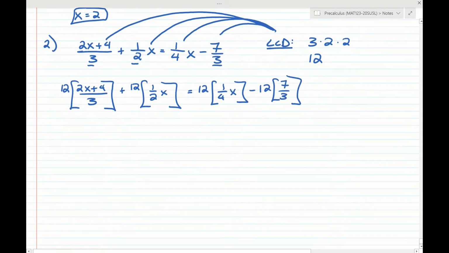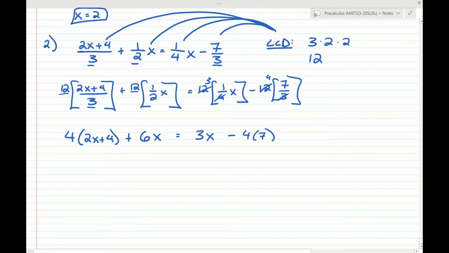So if we multiply everything by the least common denominator, we're multiplying by 12 and dividing by 3. So 12 divided by 3 is 4. Really, this part just turns into 4 times 2x plus 4. Instead of multiplying by 12 and dividing by 3, just multiply by 12 divided by 3. Over here, we're multiplying by 12 and dividing by 2, so just multiply by 6. Here, we are multiplying by 12, dividing by 4, that just turns into 3. And here, multiplying by 12, dividing by 3 just turns into 4.